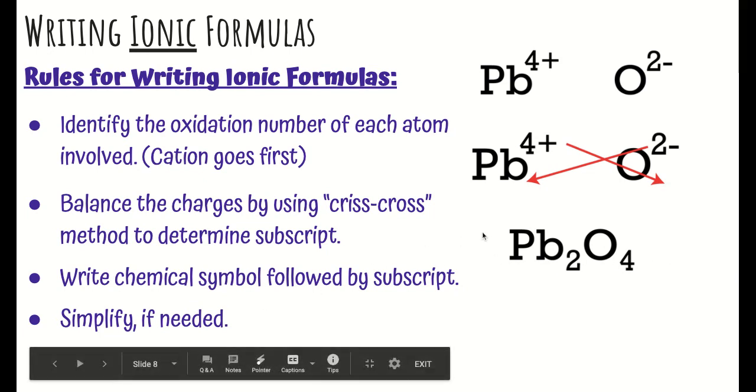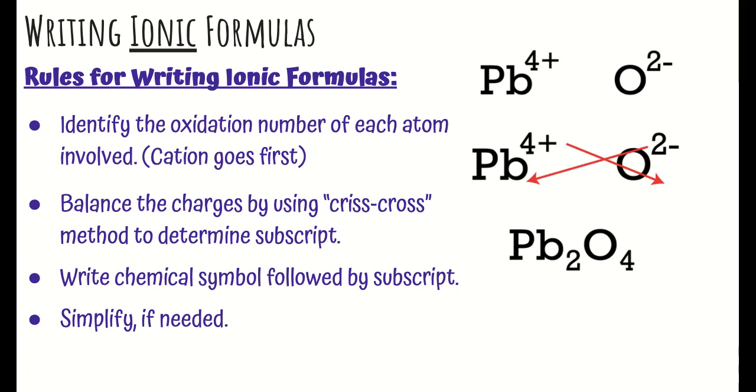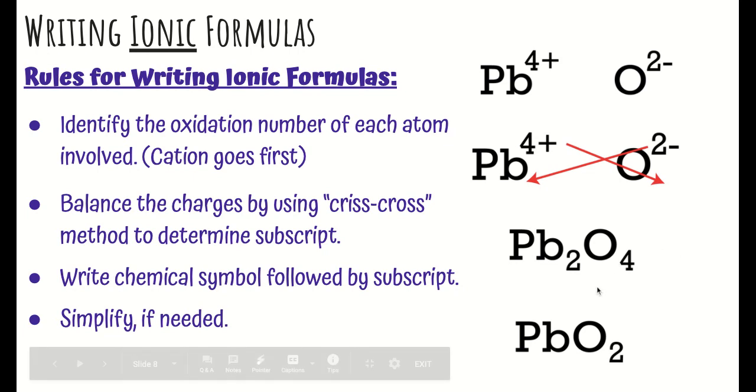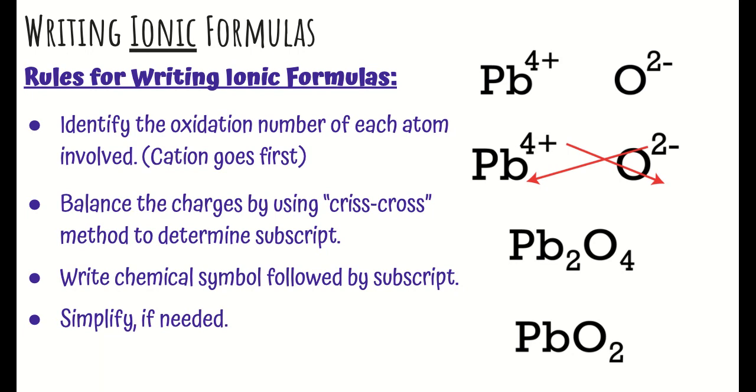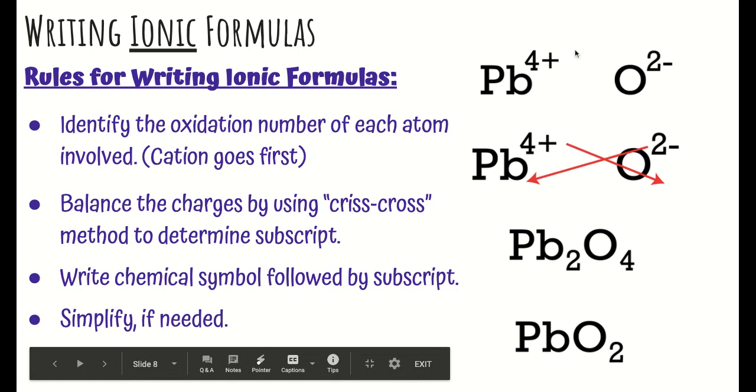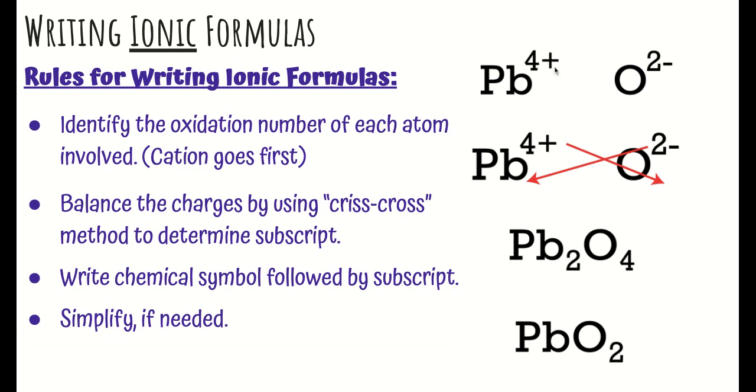And then simplify if needed. So we know that ionic compounds are going to be in their simplest ratio. So we would simplify this further by saying it's just PbO2. If there's a 1, and we've simplified this, we know that there's kind of an unspoken 1 there, you do not write a 1. Okay, we're not ever writing a 1, even if it's a charge. So if a 1 is a charge, you just write the plus or the minus. There's no 1 associated with it, just the plus or the minus.